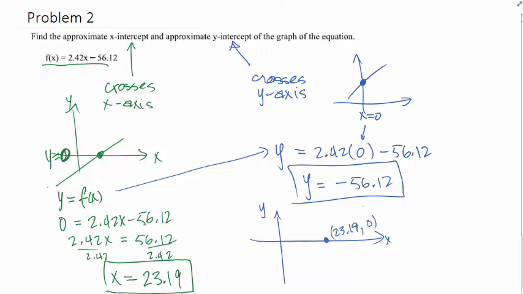My y-intercept is negative. That's why I drew more room on the negative side. And that would be an x of 0 and a y of negative 56.12. And then the line would simply go through those 2 points. Alright, so that's the x and y intercepts.